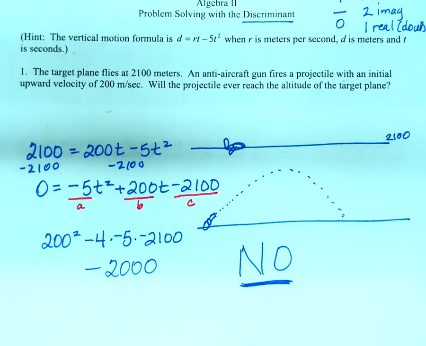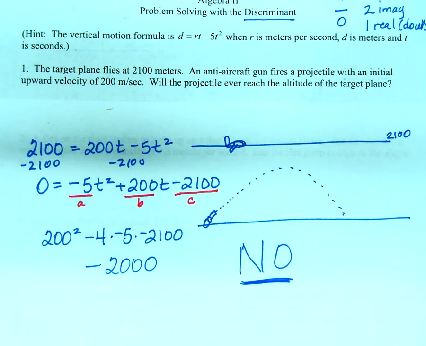Does that make sense? So if it was a positive number, what would the answer be? Yes. And if it was a 0, what would the answer be? Yes, right? It can still get up to that height. It only has one chance, right? But it can still get up to that height. Does that make sense? Do you have any questions about that? Anybody have any questions? Okay, you guys are doing the rest.